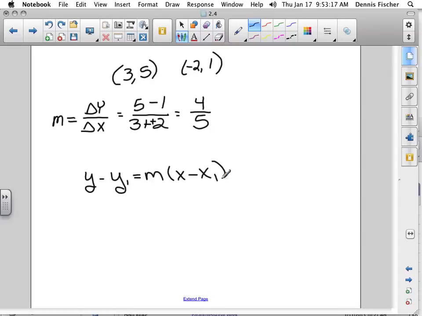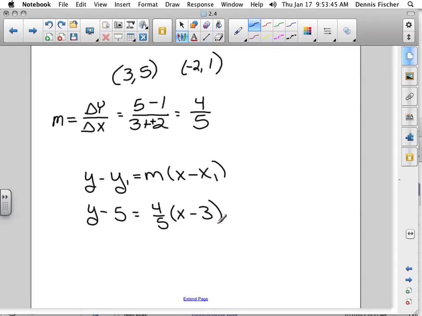So if I went into this one, I don't care what point I pick, I'm just going to go y minus, I'm going to use the first point here, y minus 5 is equal to m, which is 4/5, x minus 3. Doesn't matter which point I pick. I can pick either point, and it would work, right? Now, if I want to put it in standard form, what would be the first thing I do?